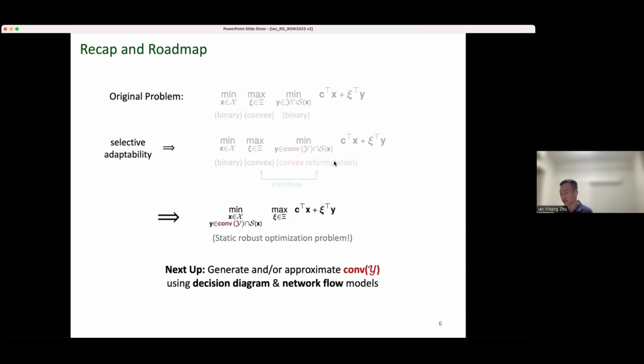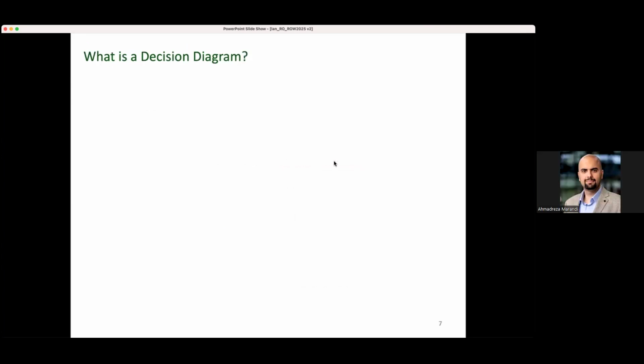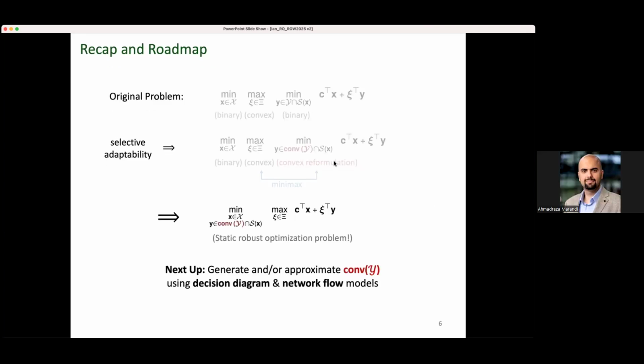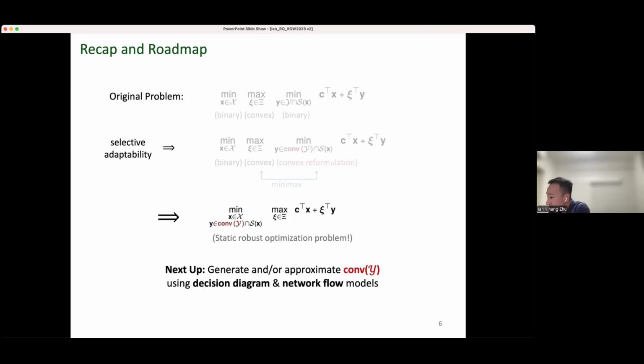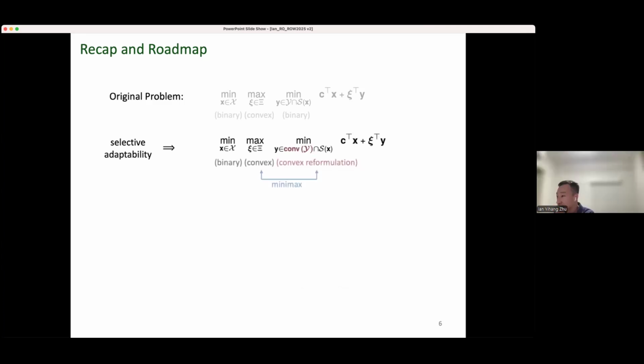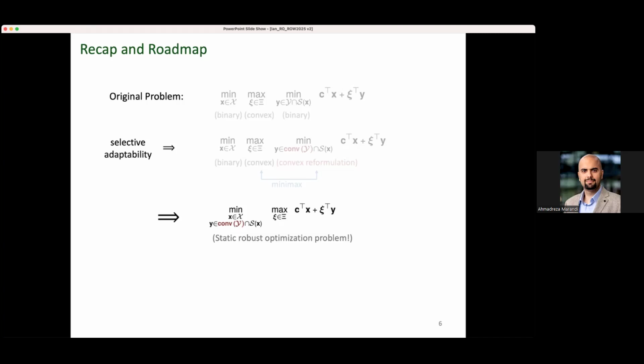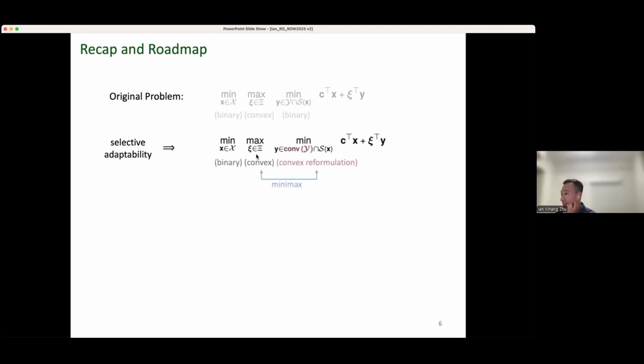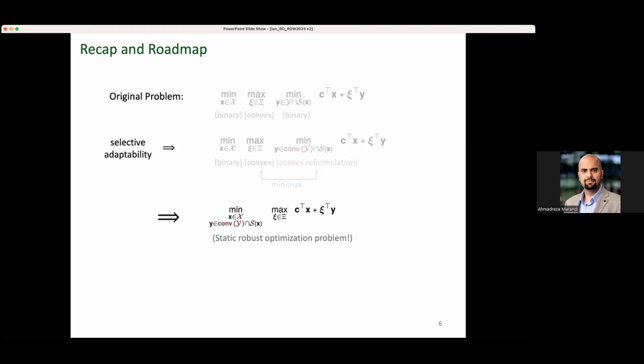If not, we're going to talk about decision diagrams. Maybe I will just ask one question. I probably missed that, but why do you have this equivalence between the top selective adaptability and the static one? Because of the minimax, right? If I max a linear function, convexity and compactness, yeah. Okay, cool. Thanks for the question.